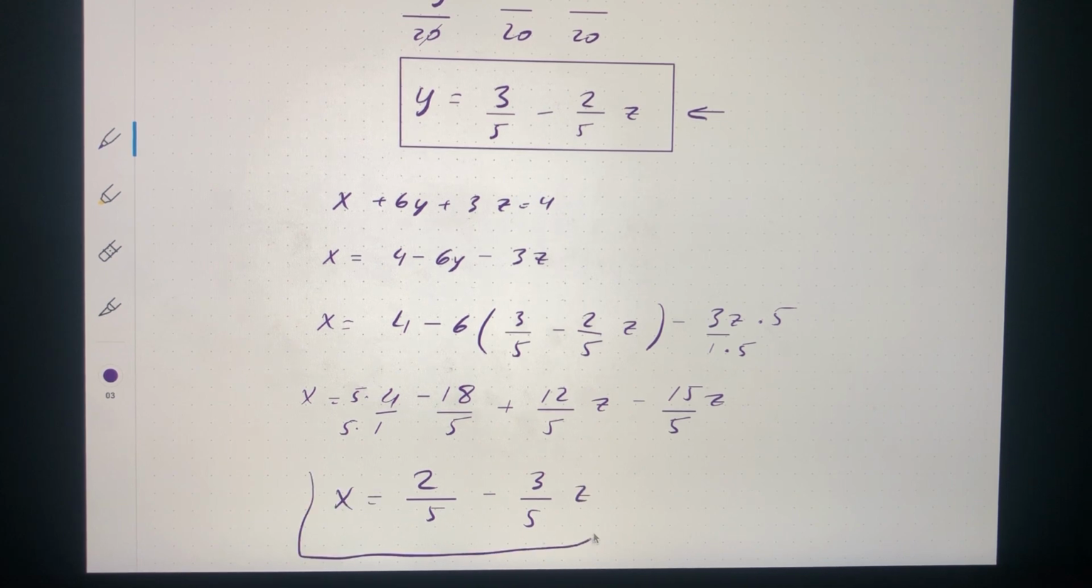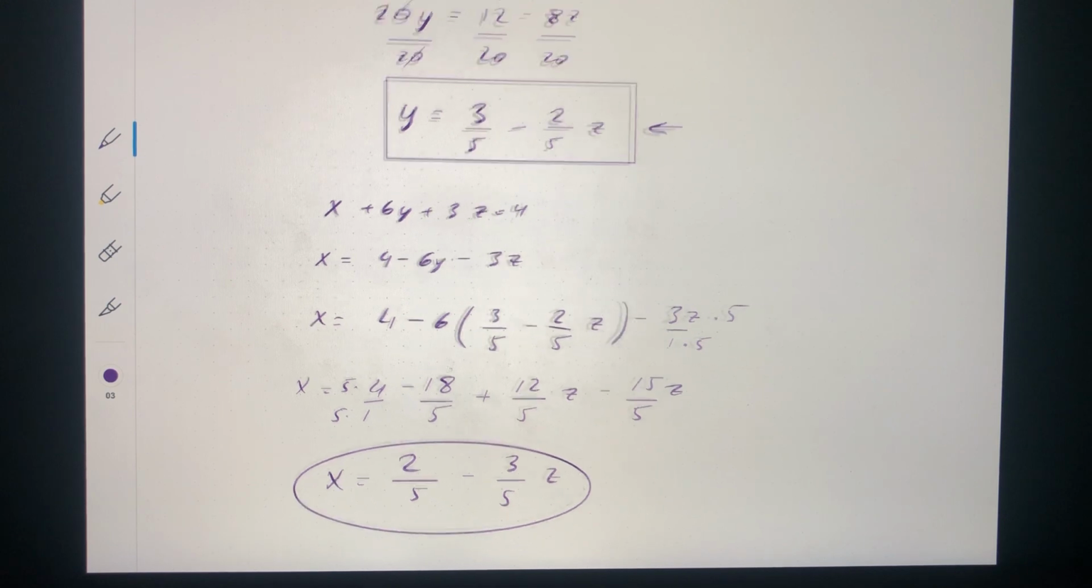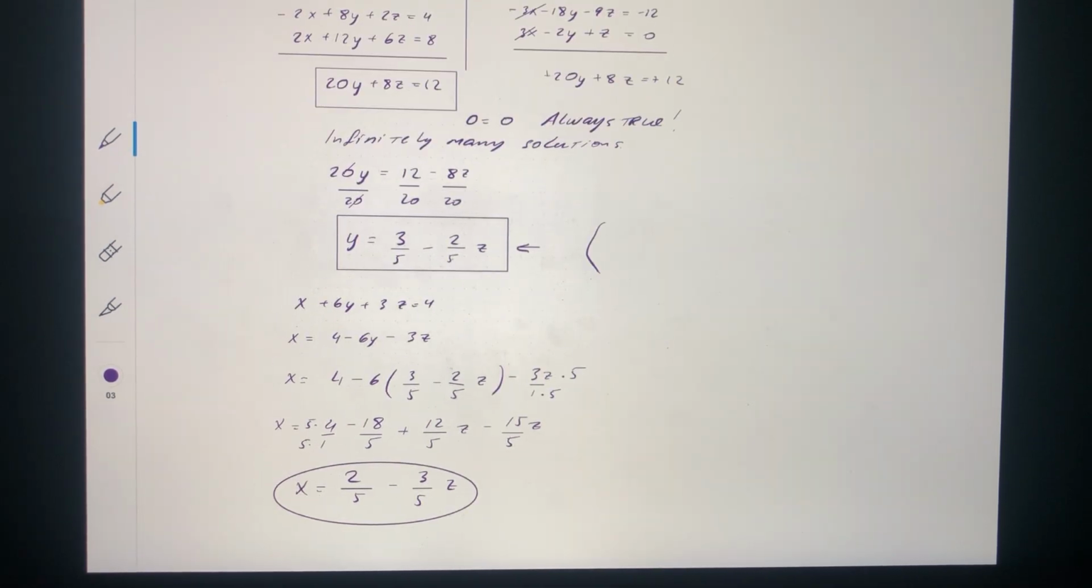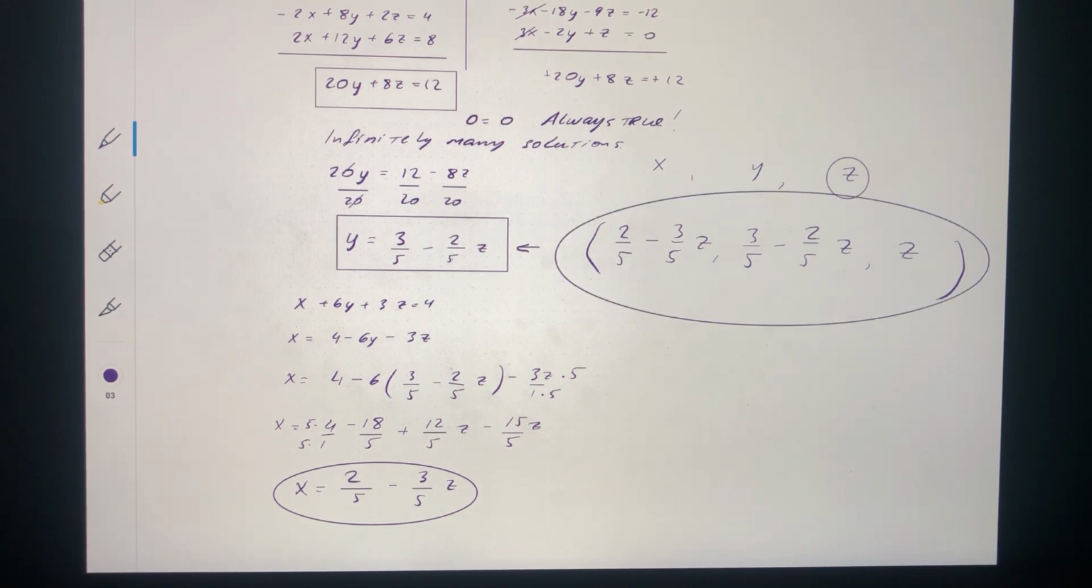So now we have the x, we have the y, and we are ready to write our final answer. Our final answer usually is in terms of x, y, z, only this time everything is going to be in terms of z. So the x in terms of z is 2/5 minus 3/5 z. The y in terms of z is 3/5 minus 2/5 z, and the z is just the z. And this is the final answer to our question in general form.